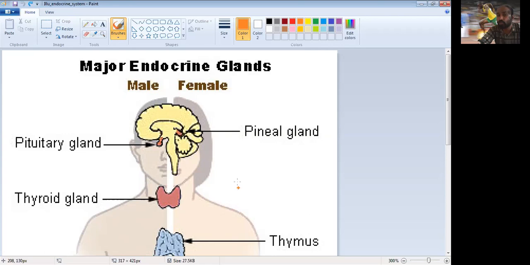The thyroid gland also relies on iodine. Okay, if the iodine is not there in your diet, what happens? It can develop a goiter here. Okay, why? Because the thyroid hormones are not produced, because the thyroid gland needs iodine for production of thyroid hormones. It is one of the ingredients.